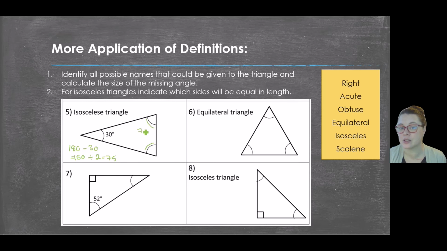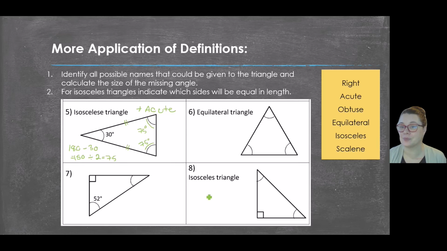So this angle is 75 degrees and 75 degrees. That means this side and this side will both be the same length. All right, so 2 sides the same, 2 angles the same. So it's isosceles. Note the size of all the angles. All of the angles are less than 90 degrees. So we can also say it's an acute triangle.